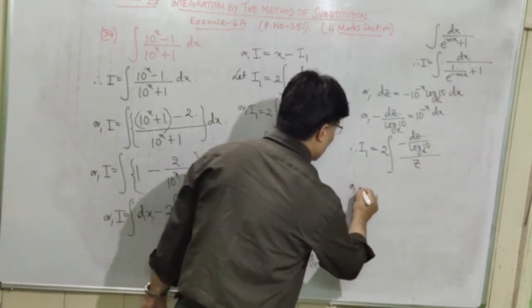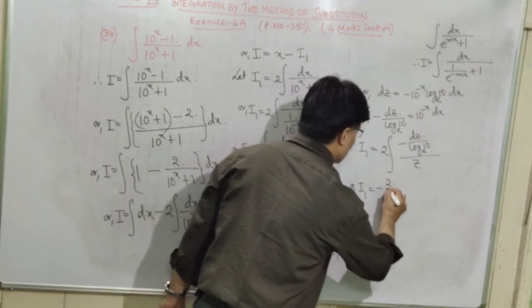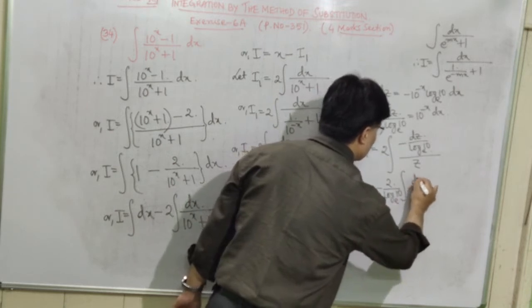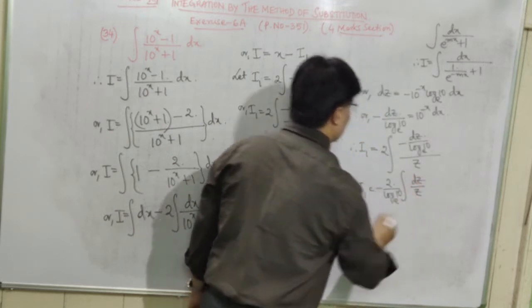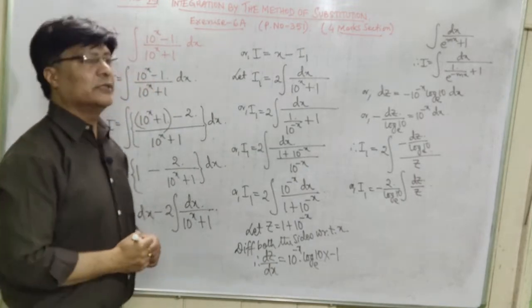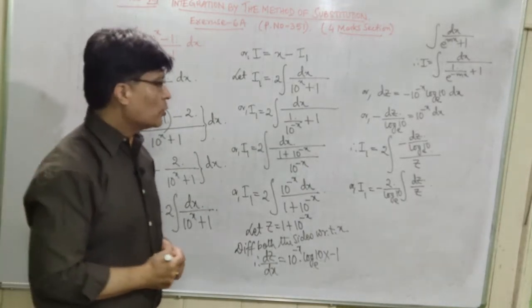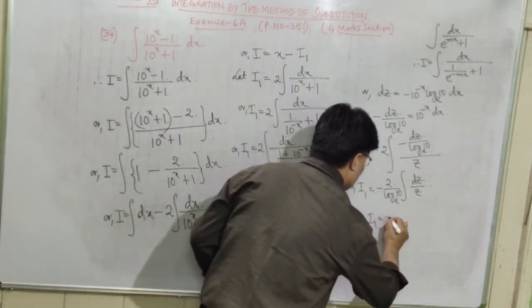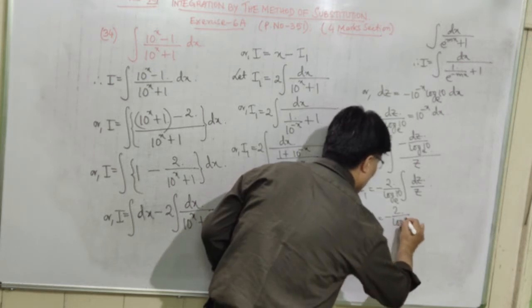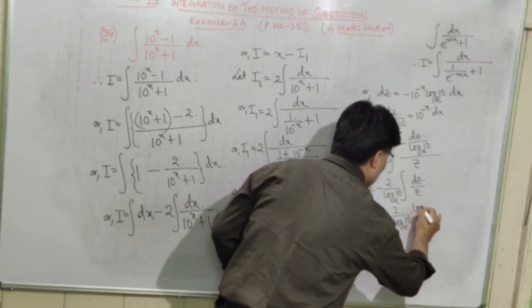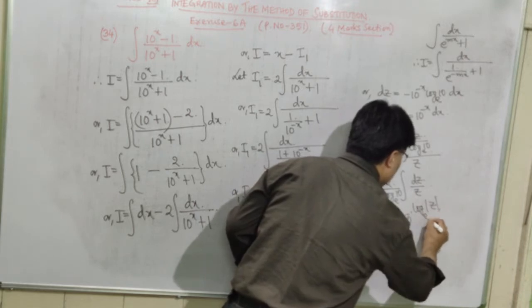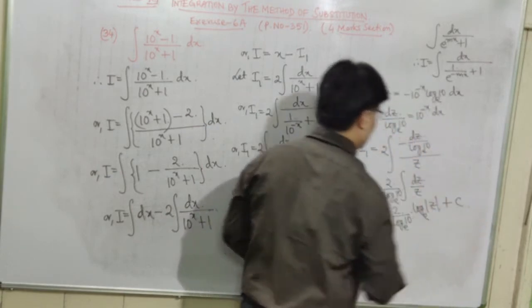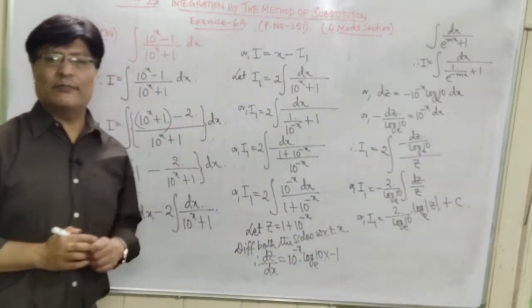So I1 is equal to minus 2 by log 10 base e, integral of dz upon z. Is that clear now? So what is integration of dz by z? It is log within mod z. Or I1 is equal to minus 2 by log 10 base e into log within mod z base e. Then what should you write here? Then you can write plus c. So I think you have understood it.